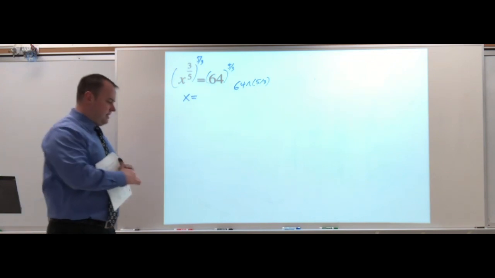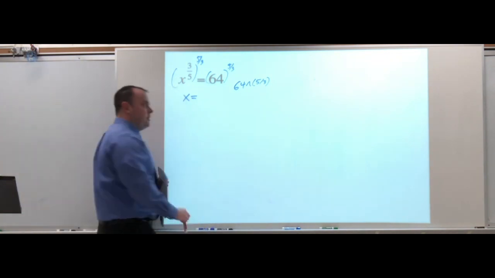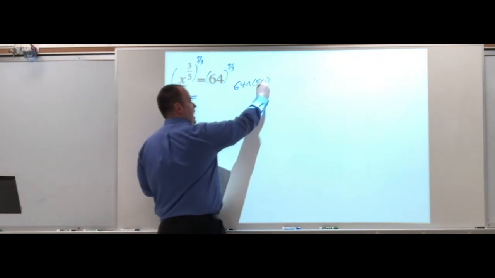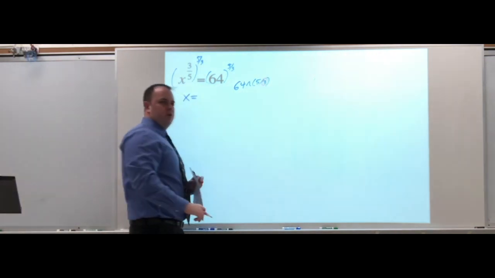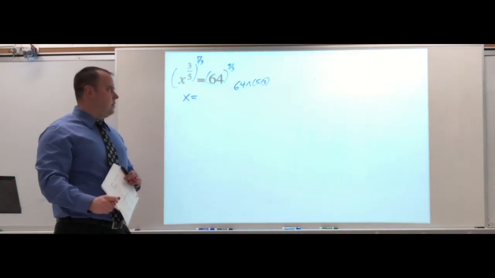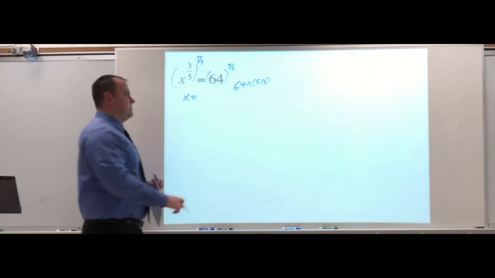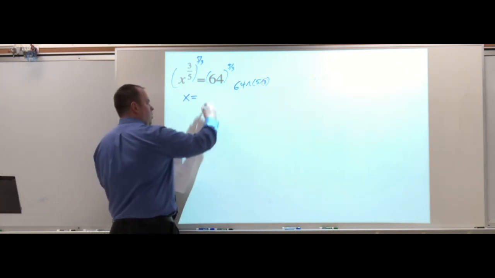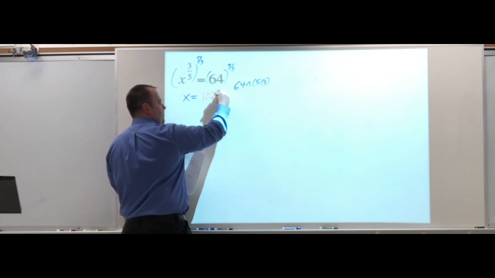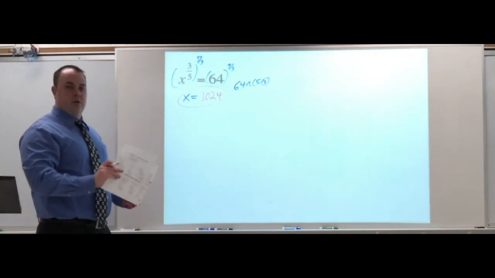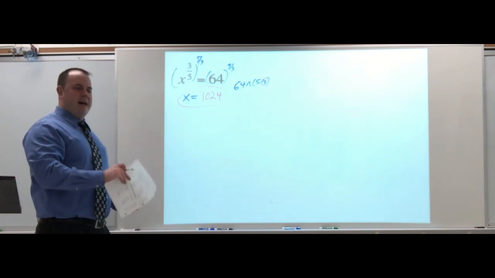Now the other thing you're going to need to think about is whether you get one or two answers. Okay? You look at the denominator. The denominator is going to determine that. If the denominator is odd, you get 1. Even, you would get 2. Since it's 5/3, 3 is odd. So just plug this in. We get one answer, and I have 1,024 as my answer.